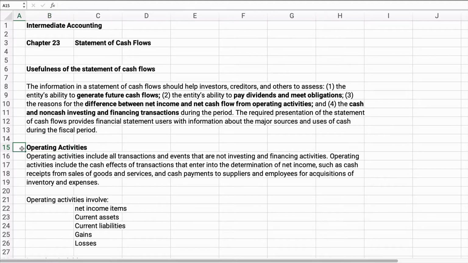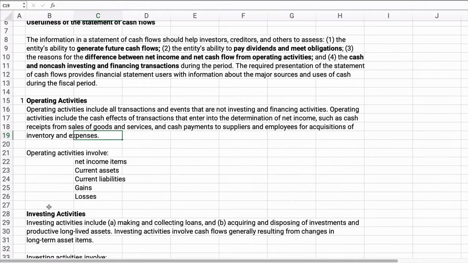So let's just say the first one is operating activities. Operating activities are everything that's not investing or financing. That's one way to think about it. It's everything involved in net income, any type of normal activity. So this is the list I think is helpful. Anything involved in net income, if it shows up on the income statement, it's operating.